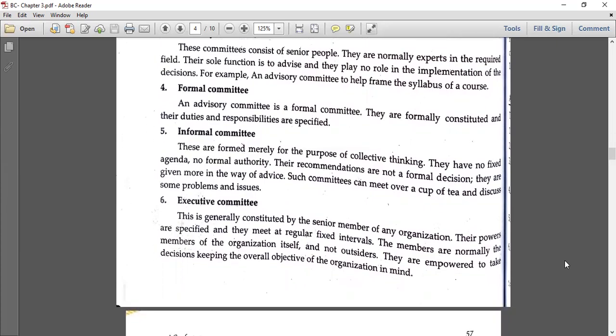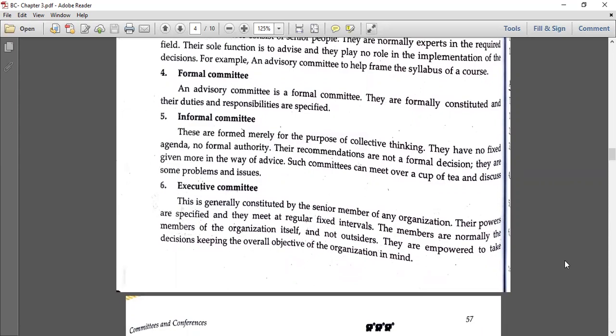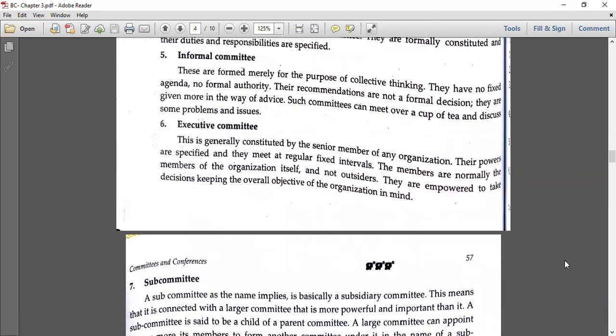Then there is the formal committee. The advisory committee is a formal committee. They are formally constituted and the duties and responsibilities are specified. The fifth type is the informal committee. These are formed merely for the purpose of collective thinking. They have no fixed agenda, no formal authority. Their recommendations are not formal decisions. They are given more by way of advice. Such committees can meet over a cup of tea and discuss some problems and issues. So this is the informal committee, like a chai pe charcha.